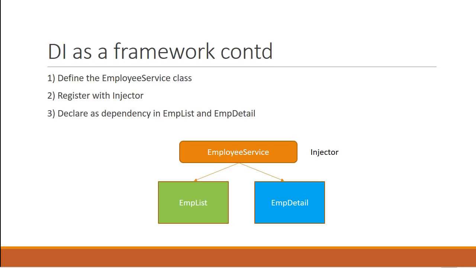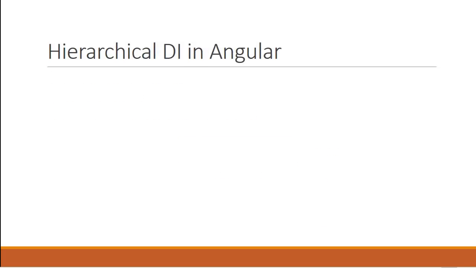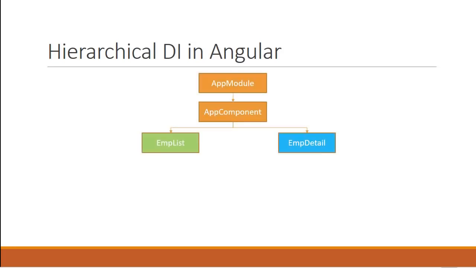Now, there are multiple places where you can register the service, but the place you register is important because Angular has a hierarchical dependency injection system. So consider the example application. It has app module. The app module has app component. The app component has two components nested inside, employee list and employee detail.